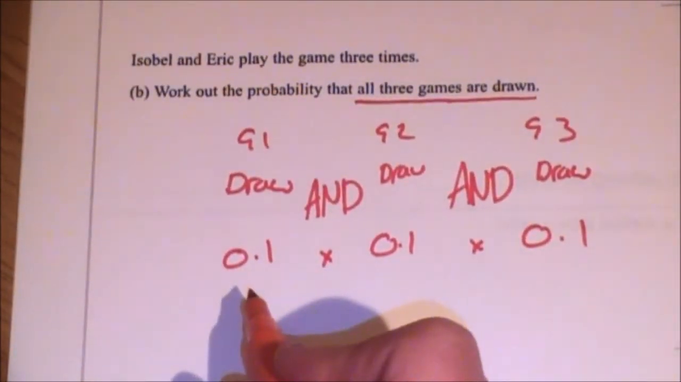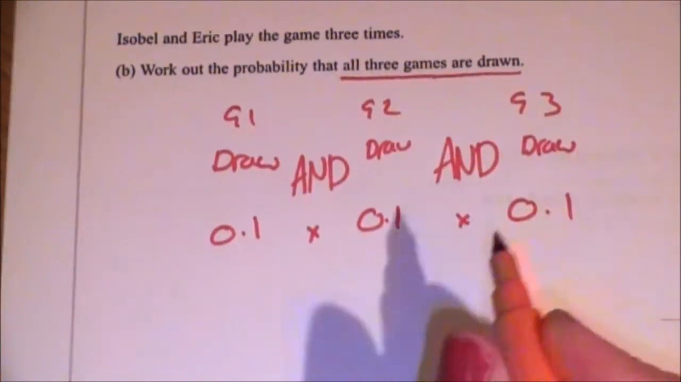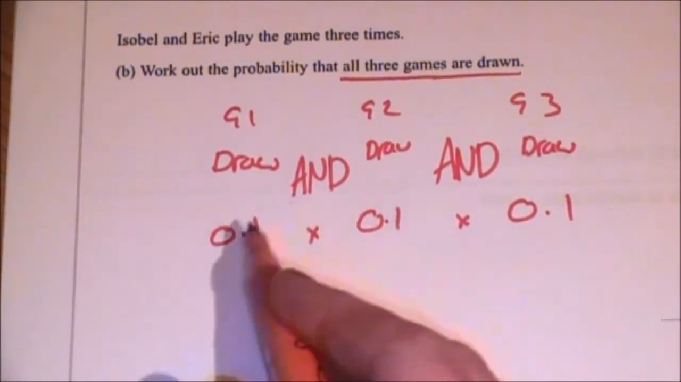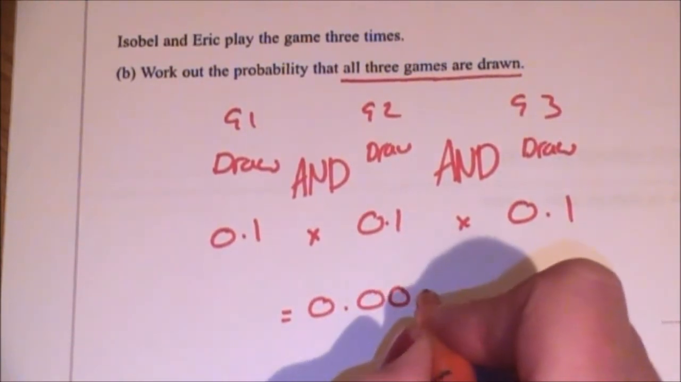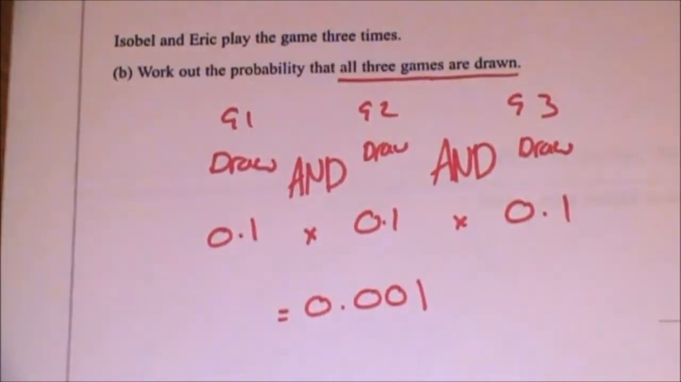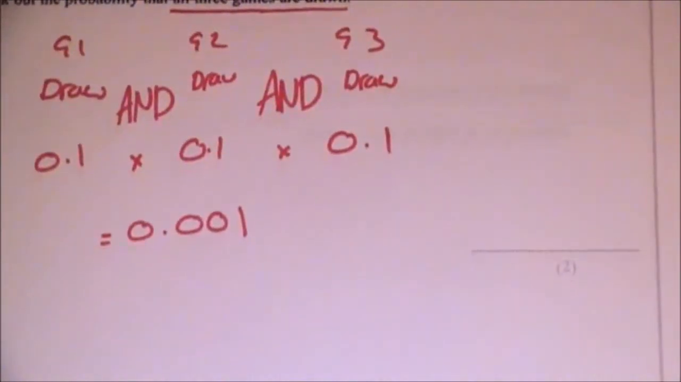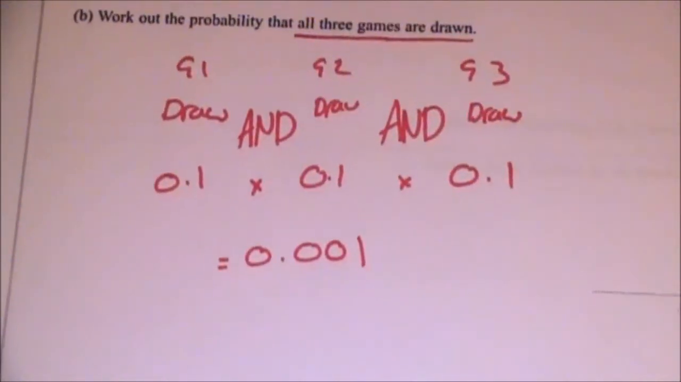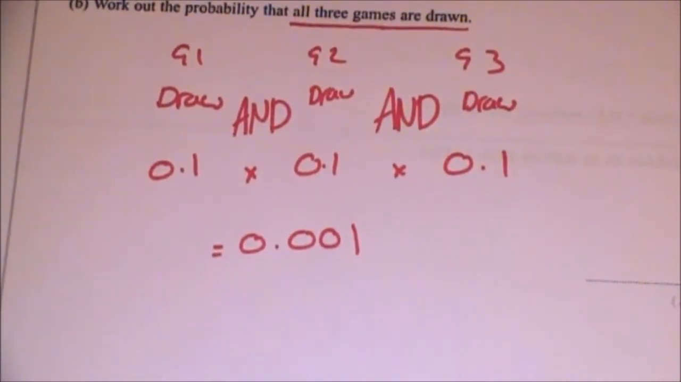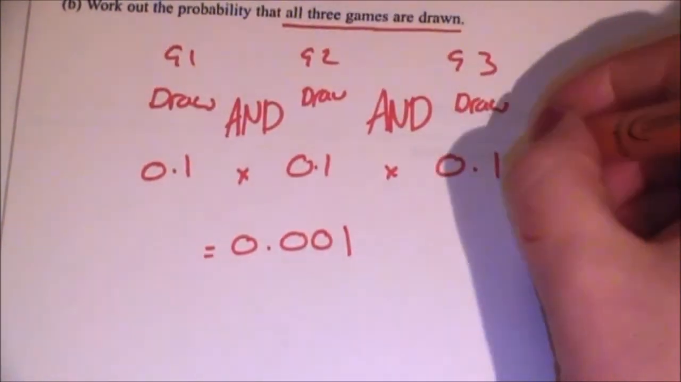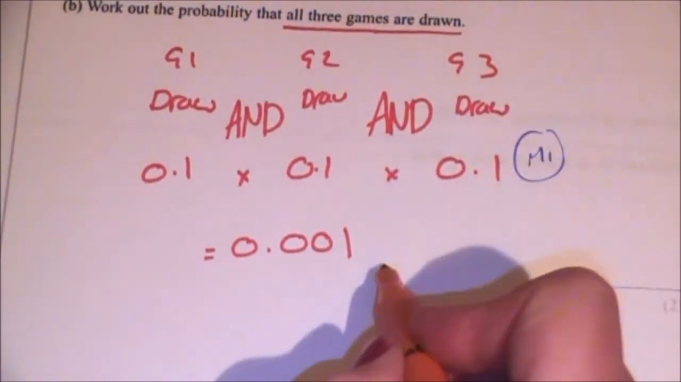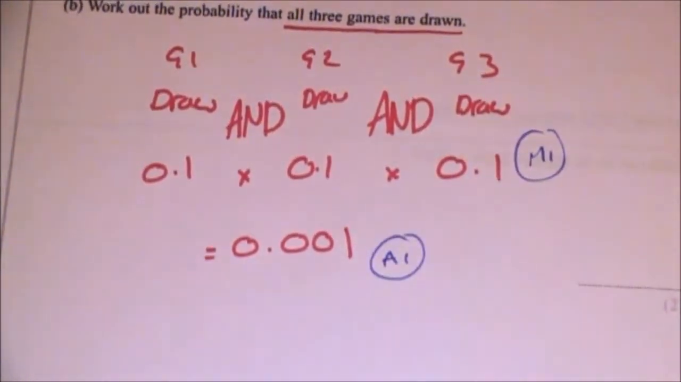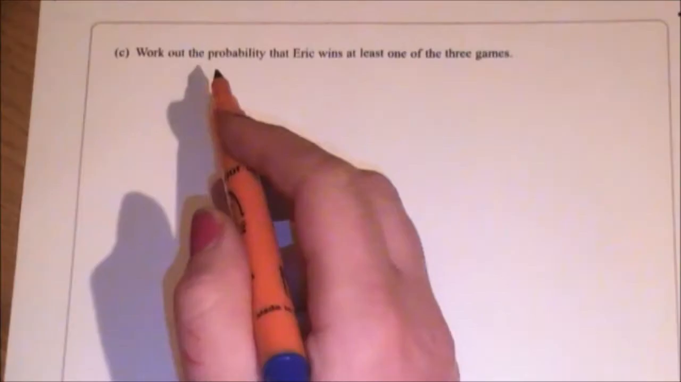When you've got 0.1 times 0.1 times 0.1, don't forget it is a calculator paper, but it's a tenth and a tenth and a tenth, which is going to be 0.001. So the answer is 0.001. It's a 2-mark question. One of the marks is for showing an understanding that they're going to need to be multiplied together, and then the answer mark is for getting the correct answer.